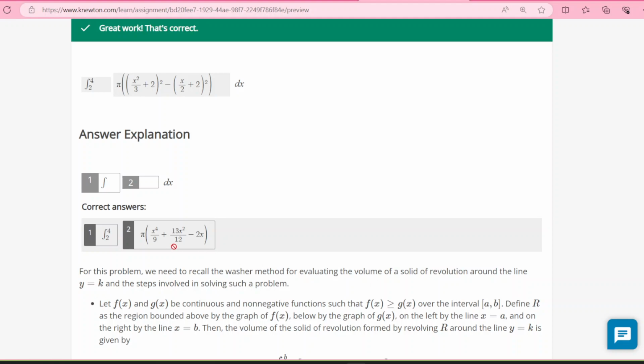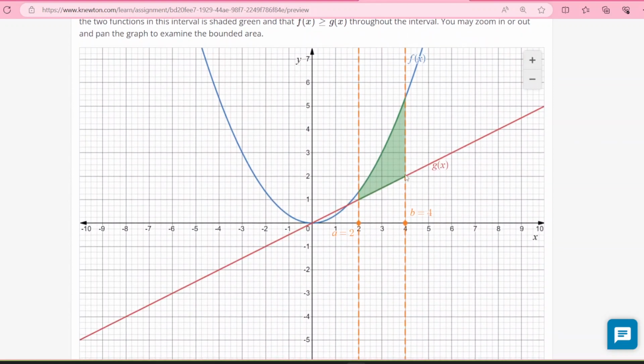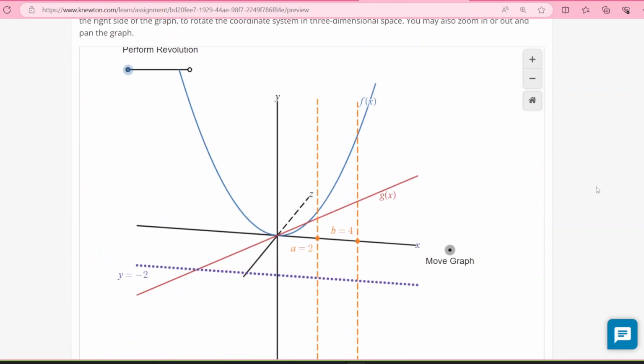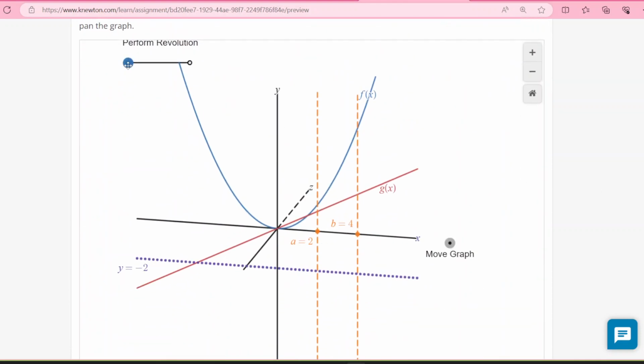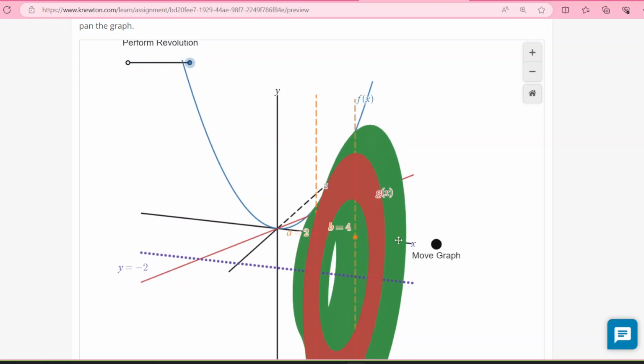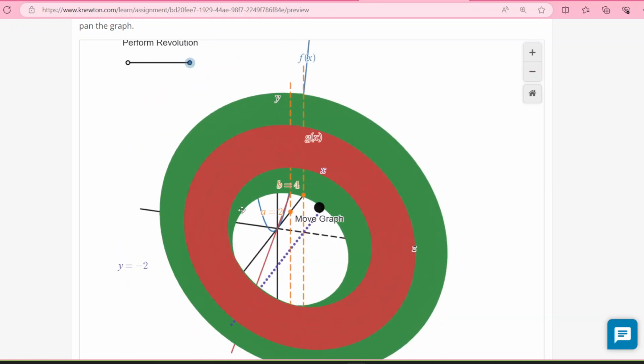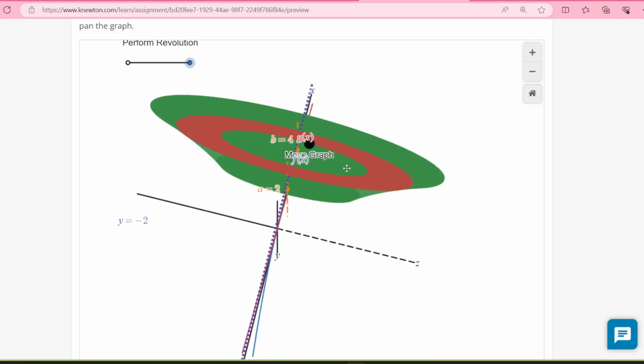Great. Now they actually multiplied those out and combined like terms, but as long as you're entering something equivalent to what they got, it should be accepted. And again, they show you the region that they described. Rotate that region around the line y equals -2, and you're seeing this thing with a hole in it. It's like a hat with a hole in it, almost like a really totally round visor.